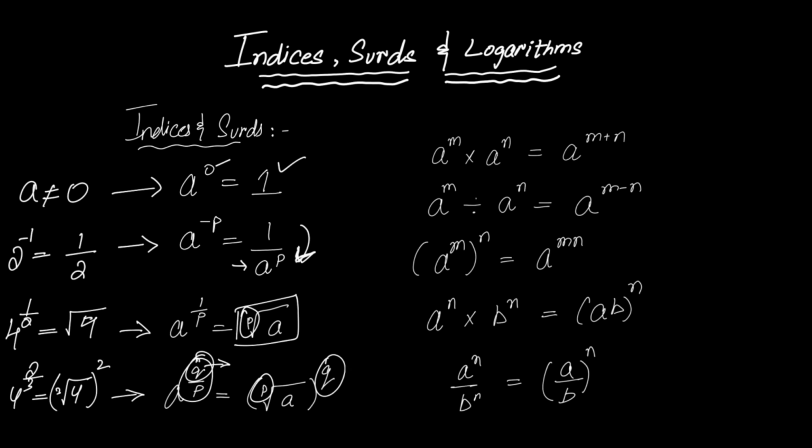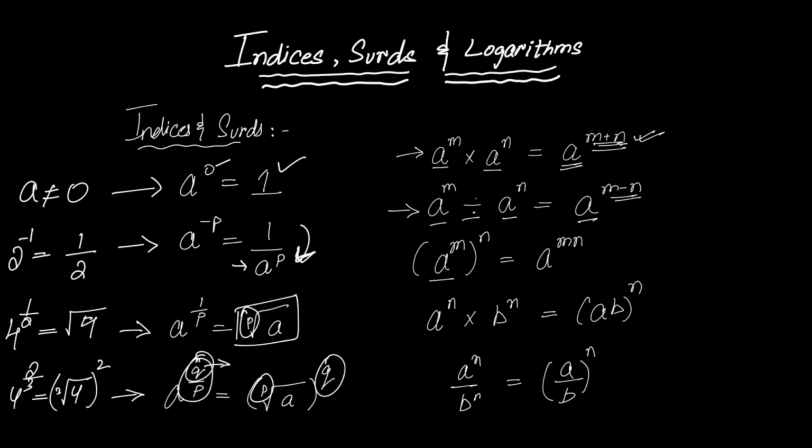Okay. Now if two numbers are being multiplied and their bases are the same, like in this case a and a, both the numbers in the power will be added, and it will give us a to the power m plus n. Similarly, if two things are being divided, both the numbers in the power will be subtracted. So in this case, a is the same, and the answer is a to the power m minus n.